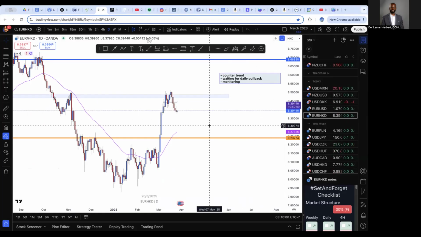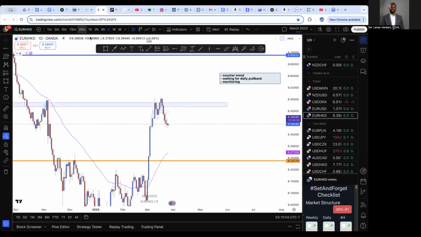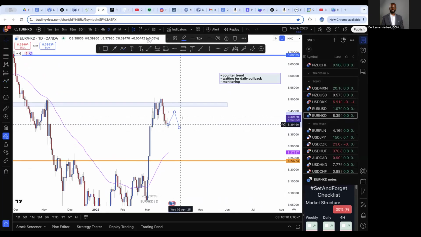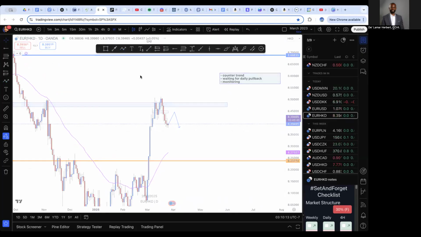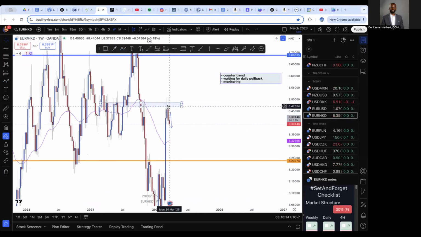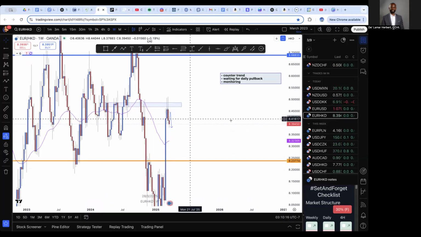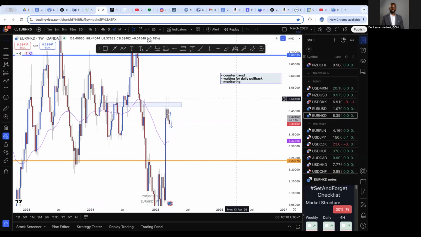Starting with Euro HKD. Right now, we're looking for a daily pullback. Once we get that daily pullback, we can see that we're taking a counter trend here. Then we'll start looking for sales because our weekly has rejected from this area of interest and it starts to make its pullback. So that's what we're looking for.